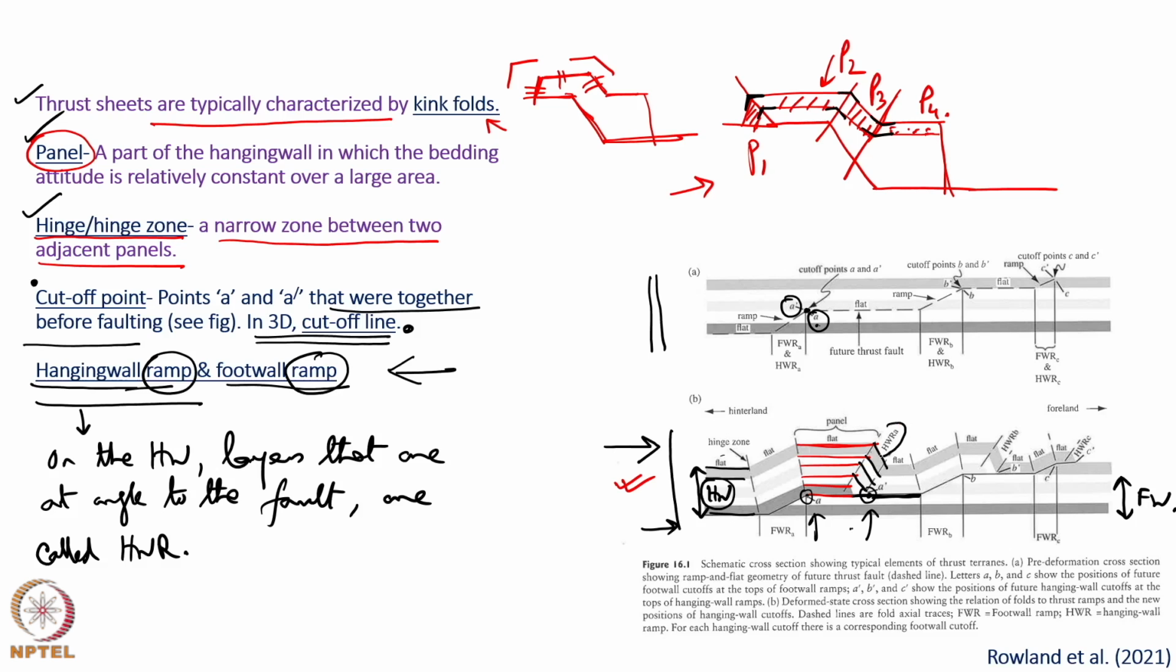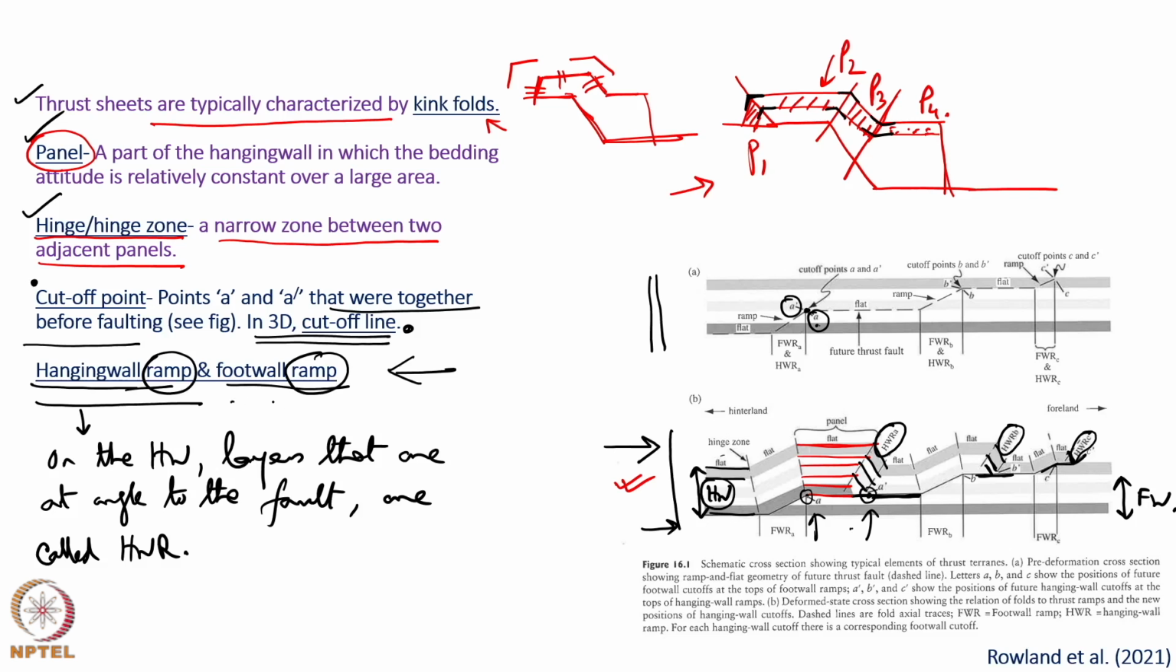Therefore, this is hanging wall ramp A. Here we can see that the layers are at an angle with the fault plane. So, this is another hanging wall ramp B. Similarly, here this is the fault plane that goes, and here in this place particularly and in this place particularly an angular relationship is found between layer and the fault. So, this is hanging wall ramp C.